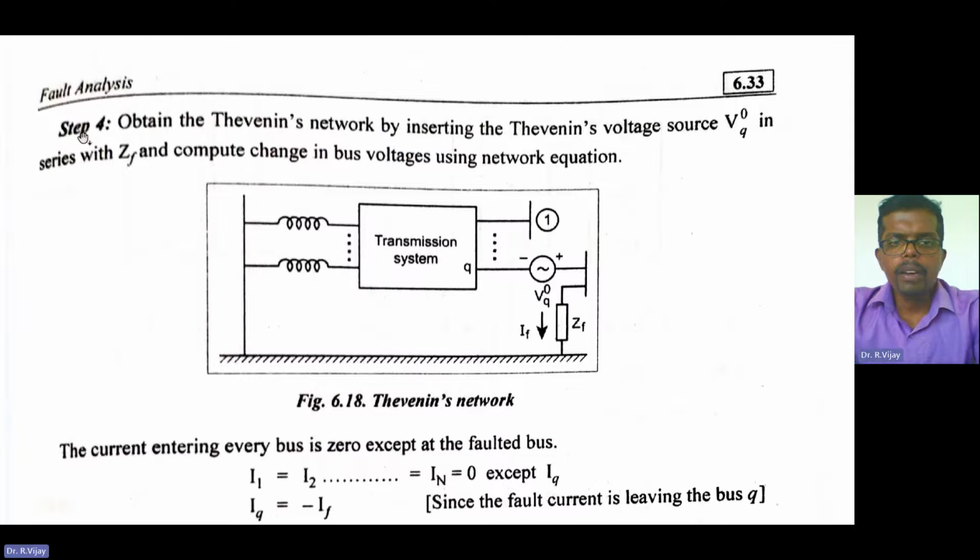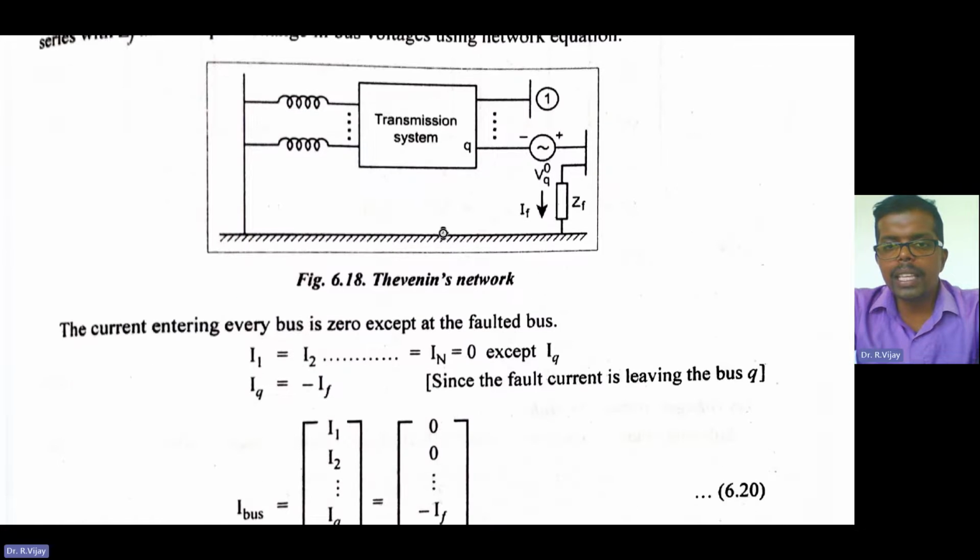Next, step number 4: obtain the Thevenin's network by inserting the Thevenin's voltage source VQ naught in series with ZF, and compute the change in the bus voltage using the network equation. We insert VQ naught in the qth bus as the Thevenin's equivalent circuit, with the polarity positive here and negative here, in series with ZF.